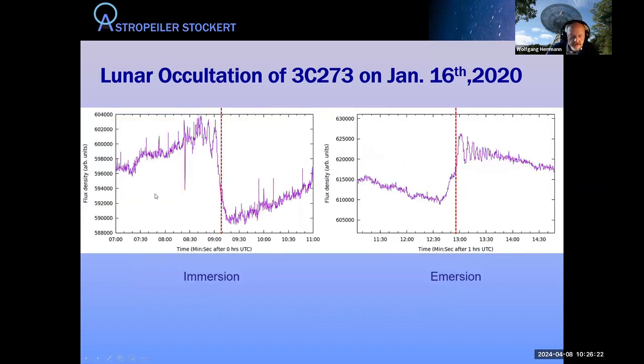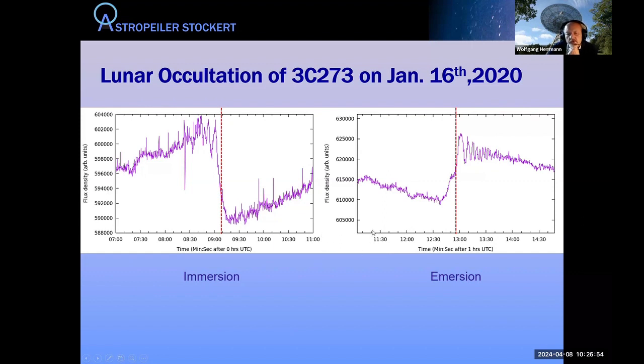So this is a detailed plot of the immersion, and here of the emersion. The calculated times are the lines again, the dotted lines again. And the scale here is in minutes and seconds. So we are talking about an event that's happening in a few 10 seconds, so 20 seconds maybe. Same here.